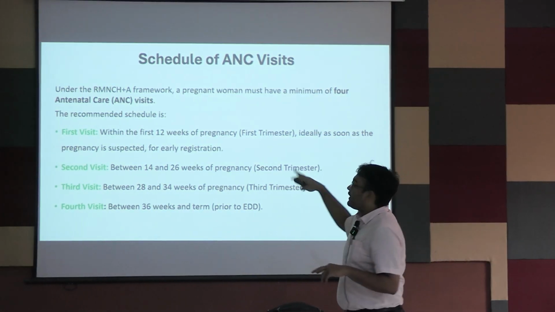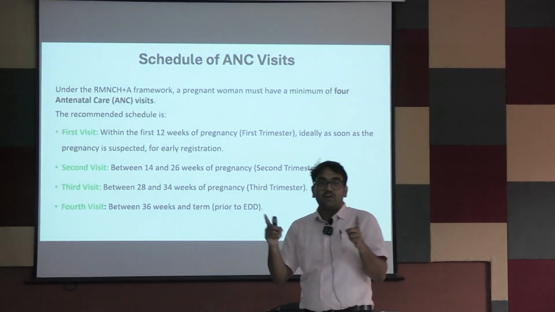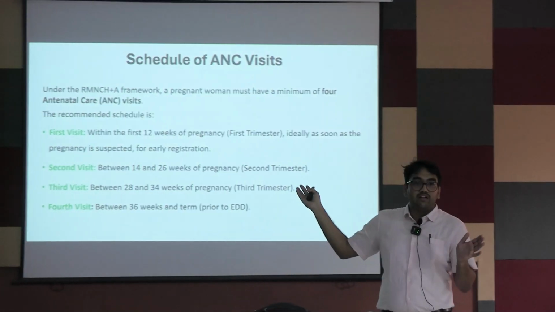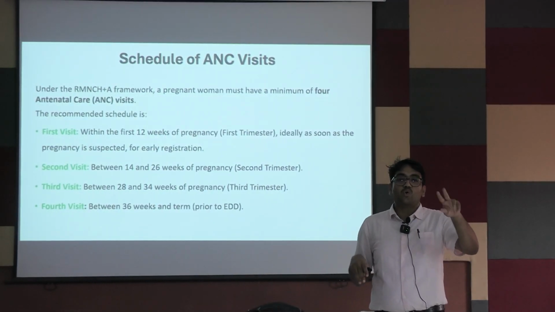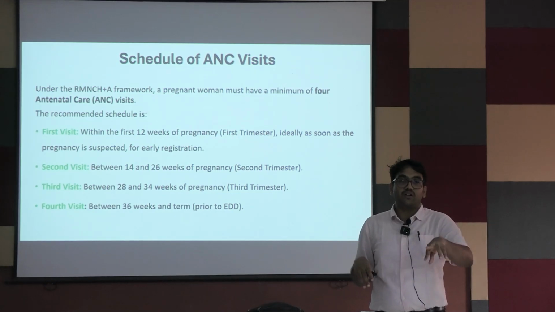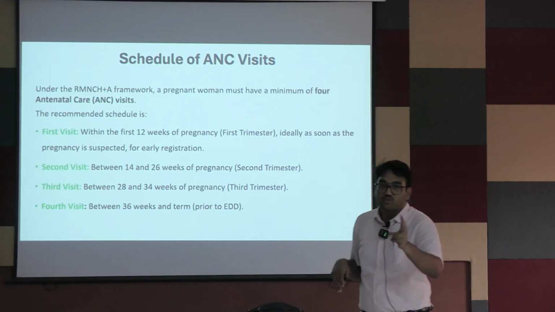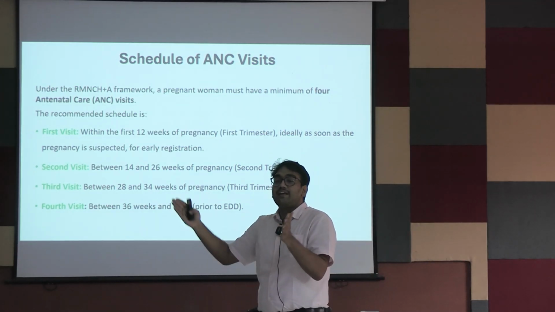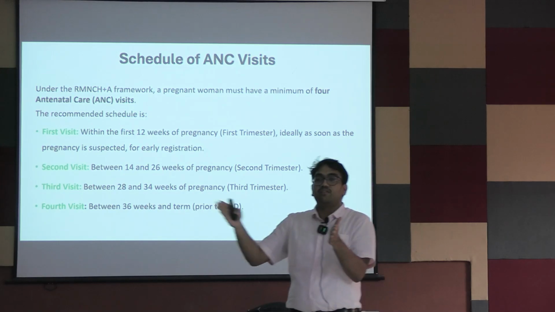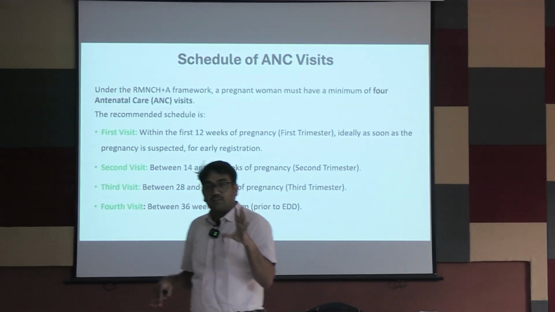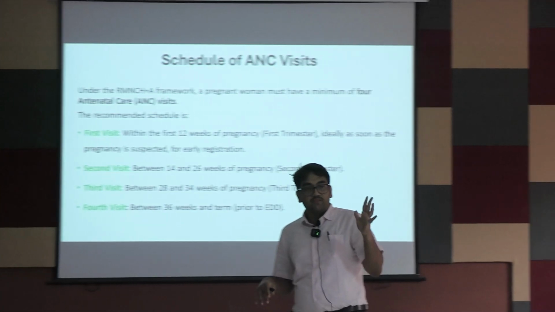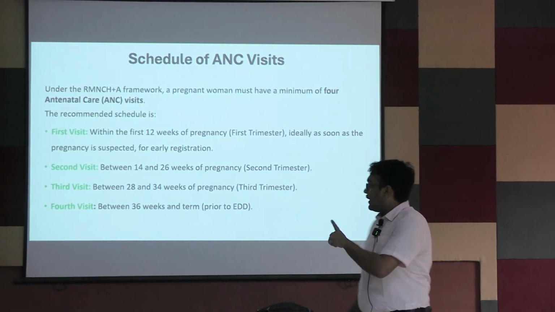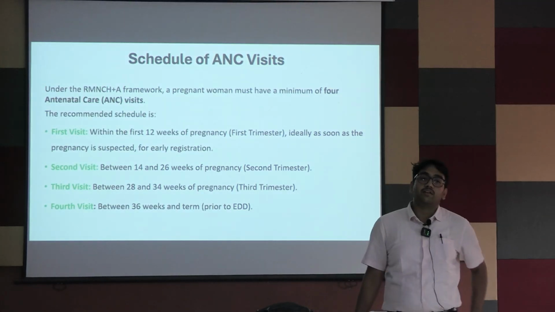You will see that there is a gap of 2 weeks. The ranges are not continuous. It is 12, then 14 to 26, then 28 to 34. That is because if 2 visits are on consecutive days, one falling in the second trimester and one in the third trimester, even though it counts as 2 visits, it is essentially useless. So to have at least 2 weeks gap between successive visits, the mandate is like this. The first visit within 12 weeks, second visit between 14 to 26, third visit between 28 to 32, and the last one between 36 weeks and term.